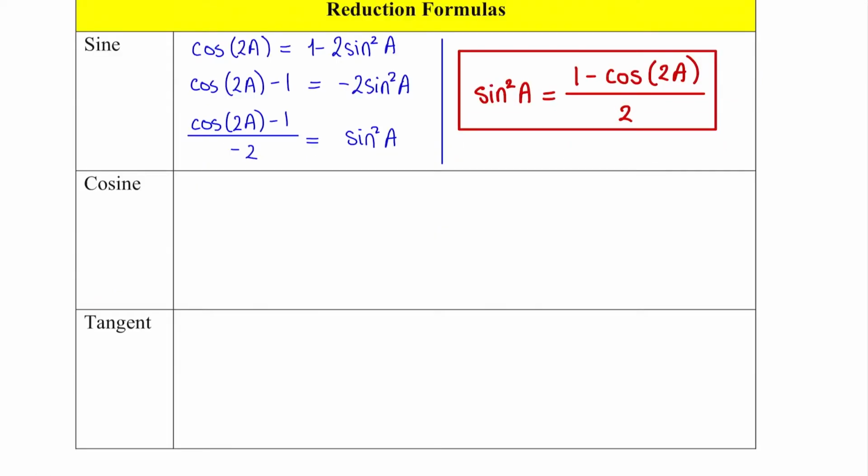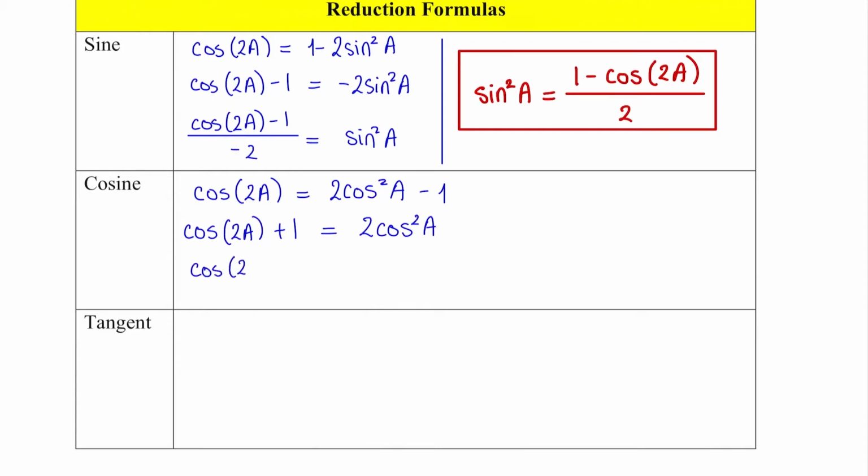The reduction formula for cosine, I am going to use the other variation of the double angle of cosine. Cosine of 2A equals 2 cosine square A minus 1. And I am trying to solve for cosine square A. First, I'll add 1 to both sides. Then I'll divide both sides by 2. I was able to reduce the power of this cosine from 2 to 1 right here. And that is the reduction formula for cosine.